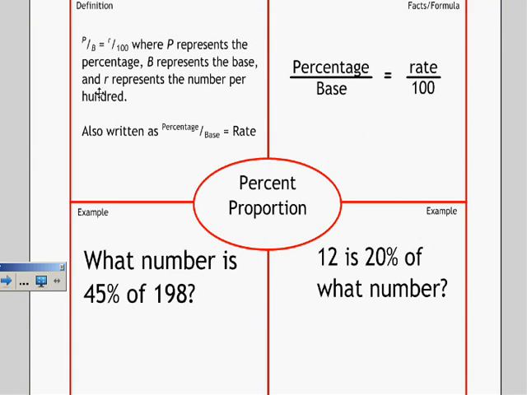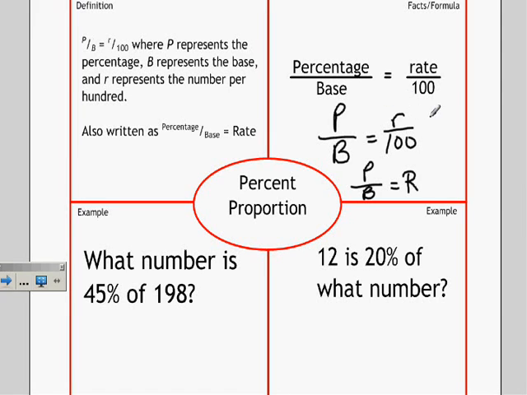Alright, today's lesson is on percent proportion. This is a way of writing your proportion in a specific format. The percent proportion is this: percentage over base equals rate over 100. So I can abbreviate this: big P over big B equals little r over 100. I also can write it this way: big P over big B equals big R.